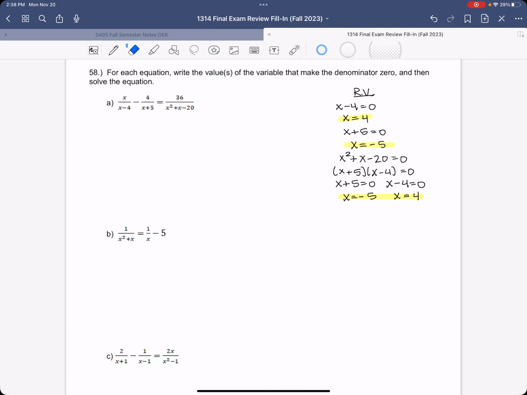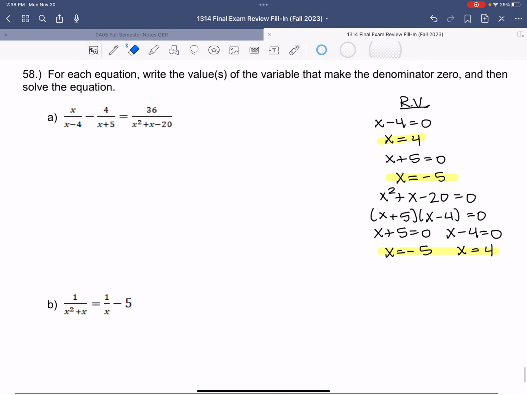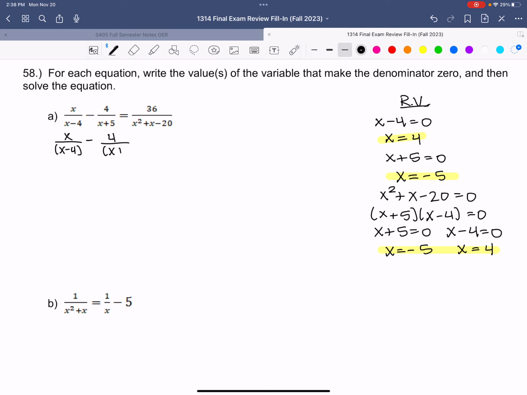I think I'm going to get rid of that calculator for now. I'm going to zoom in just a bit more. And I'm going to write this as x over x minus 4 minus, actually, that's fine, we'll leave that there, x plus 5. And then I'm going to put this over its factored denominator, which is now x plus 5 times x minus 4. There we go.